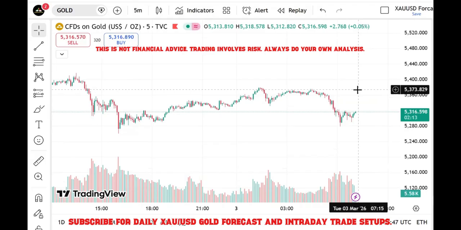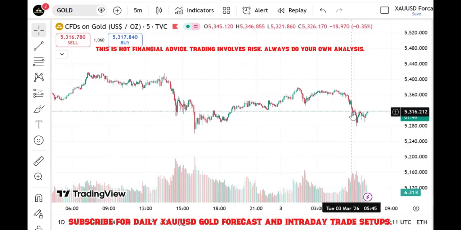All right, let's quickly recap the 3 setups for today. Buy the dip, entry would be around 5,280. Sell the resistance, entry would be 5,340 to 50. Trade setup 3, breakout buy, entry above 5,382, and we need the 1 hour candle to close above that level.